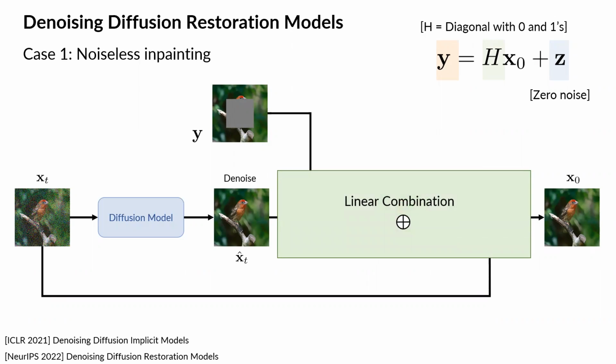And this black box takes in 4 inputs. The first input is the original xt. The second input is the denoised result, xt hat. The third input is the observation y. And the fourth input is the random Gaussian noise that I haven't drawn here. So I'll describe how to do this exactly slightly later.